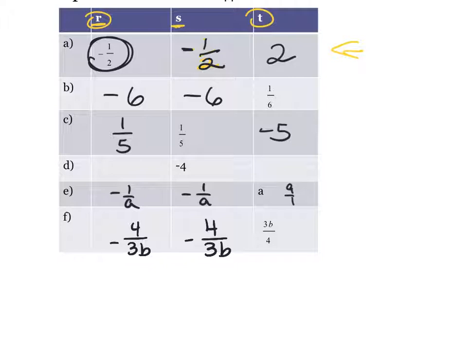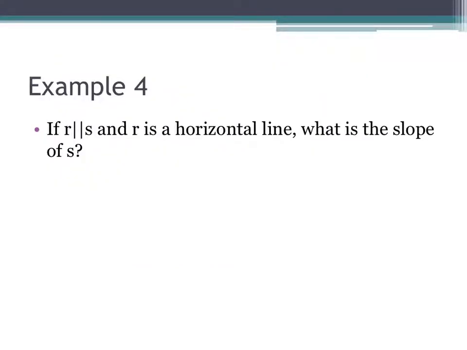And you're done. You skipped D. Oh, thank you. All right, so I skipped D. So D, the R and the S are the same, and then flipped upside down is 1/4. Thank you. All right, next example.